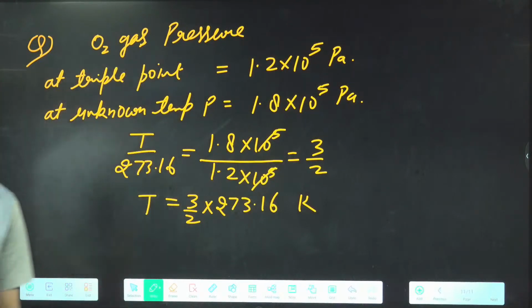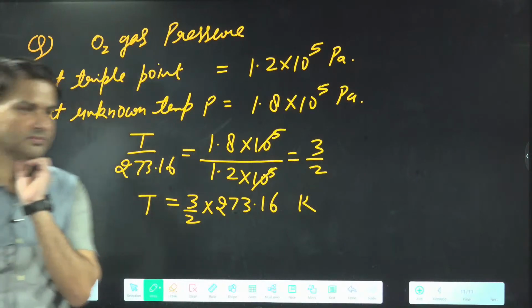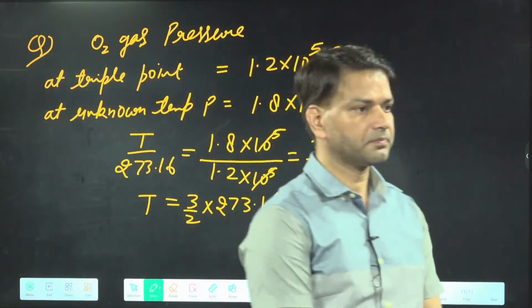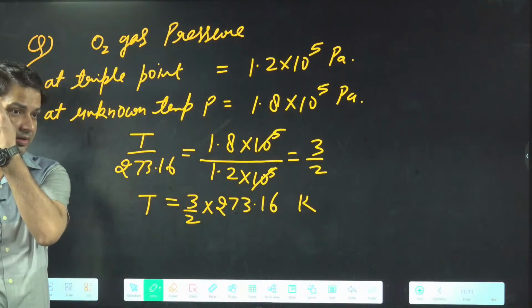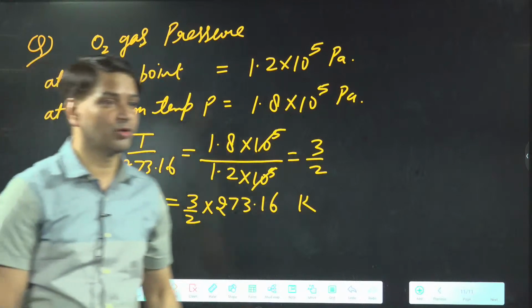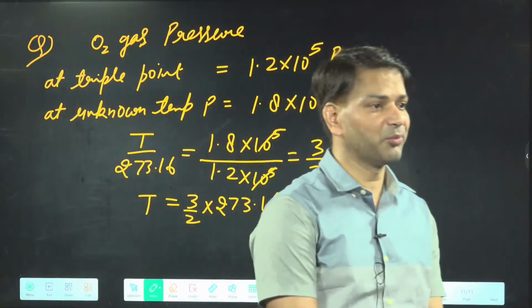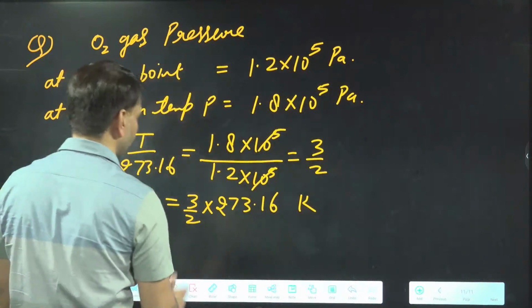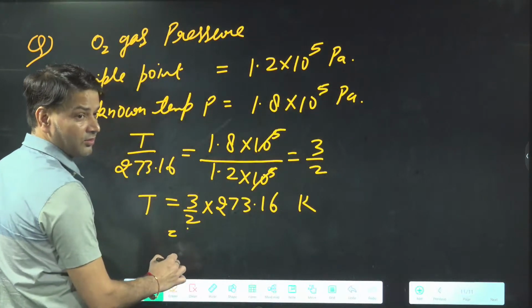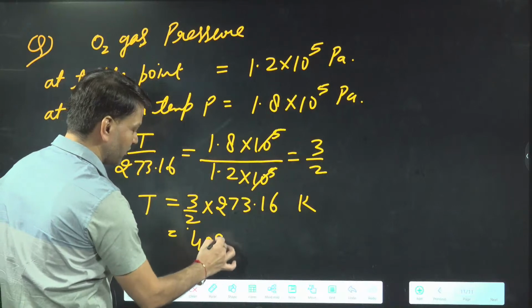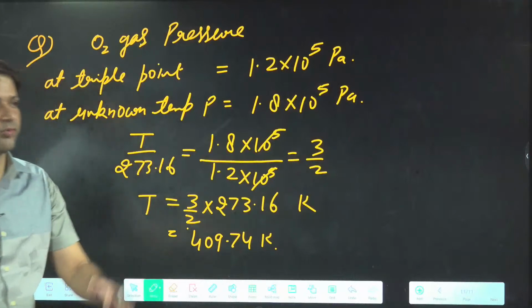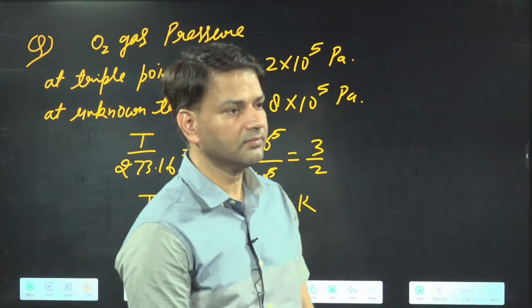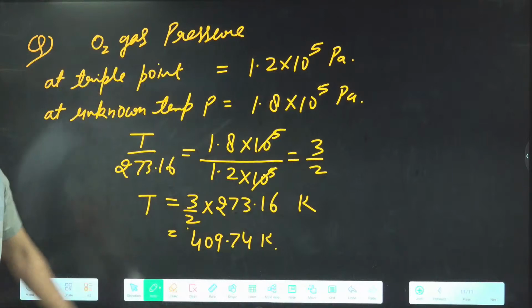What is the answer? Tell fast. 408.74, 8 or 9? Same question, how are you getting different answers? 409.74. Okay, so can I believe you? 409.74 Kelvin. Calculation you will do. Completed.